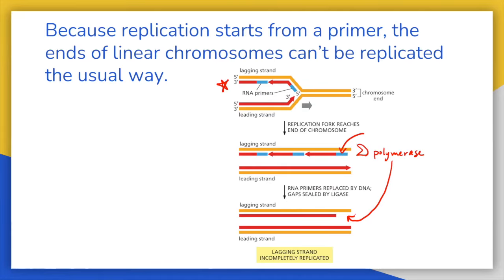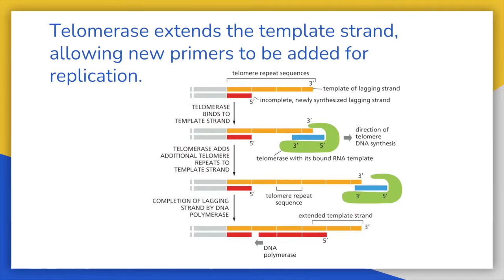This problem is solved in some cells by an enzyme called telomerase. And telomerase works by extending the template strand, allowing new primers to be added for replication. So here is the region that would have been skipped. Telomerase carries its own RNA template, and it has polymerase function, so it can use that RNA template and extend the 3' end of the original parent strand.